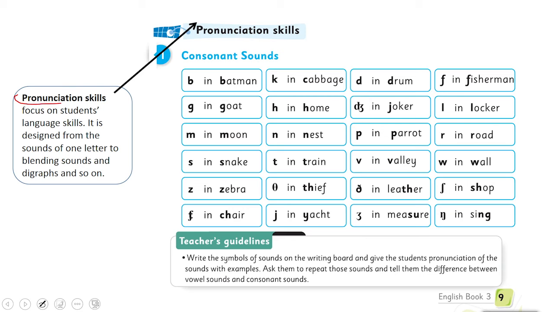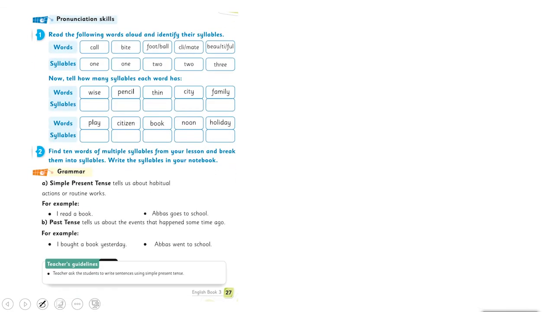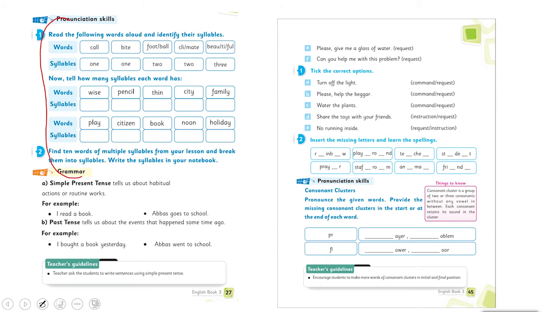Pronunciation skills. Pronunciation skills focus on students' language skills. They are designed from the sounds of one letter to blending sounds and digraphs and so on. We start from the sound of the letter. Consonant sounds we have here. Then we blend 2 individual sounds and create a new one. It is called a digraph. The division of syllables and the consonant clusters with examples and definitions and the assessment too.